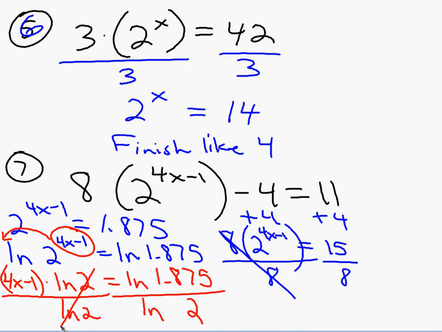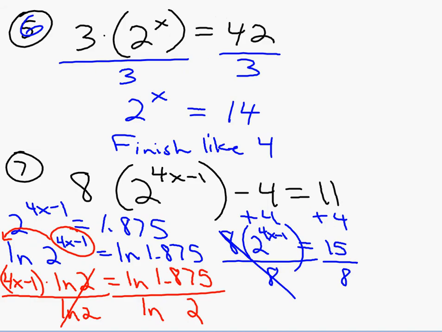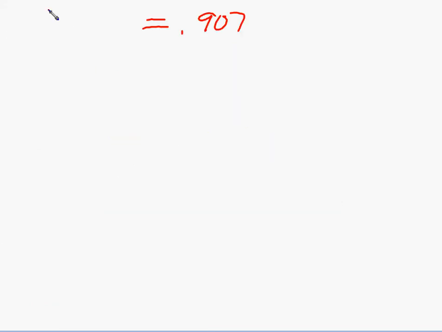So the natural log of 1.875 divided by the natural log of 2 is 0.907. So now I have 0.907 over here, and on the left side I just have 4x minus 1. And now isn't it just a normal algebra equation from this point on? Okay, I'm not going to finish that one.